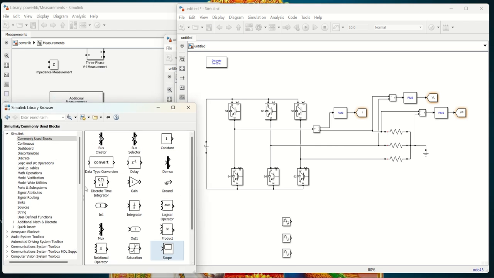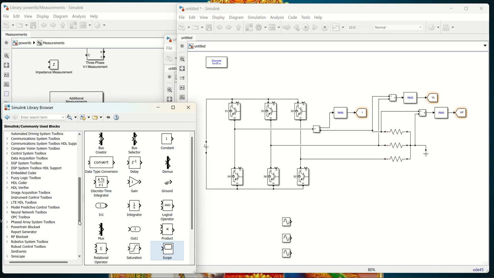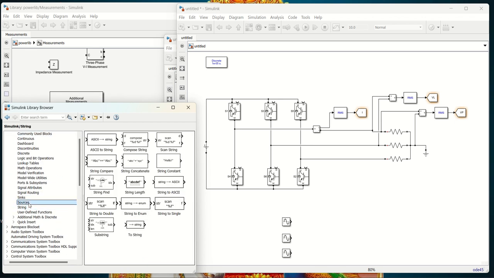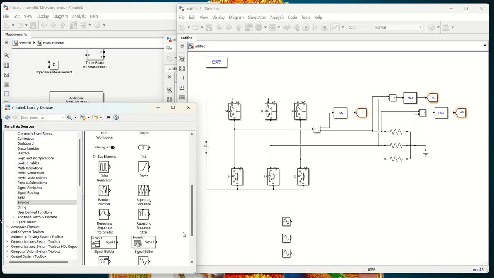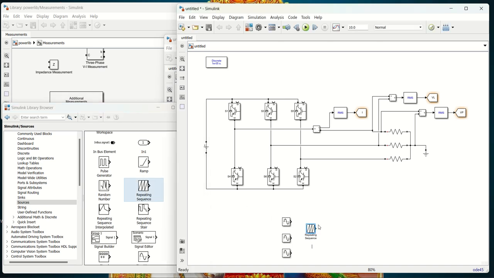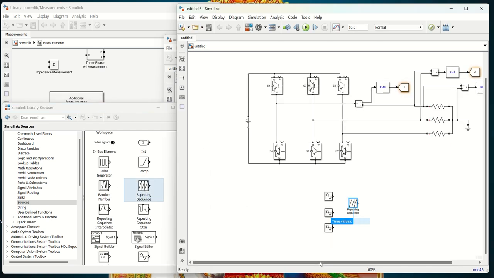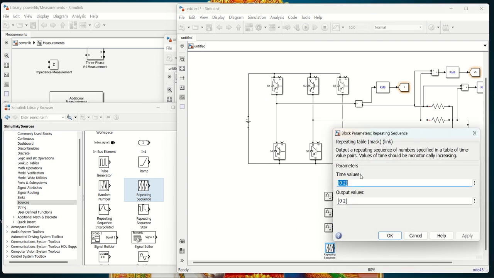We'll take one repeating sequence. From sources you can go and take the repeating sequence. So here the repeating sequence you can take. Similarly, 0.25, then 0.5, 0.75, 1 divided by your frequency, whatever frequency you want to choose.